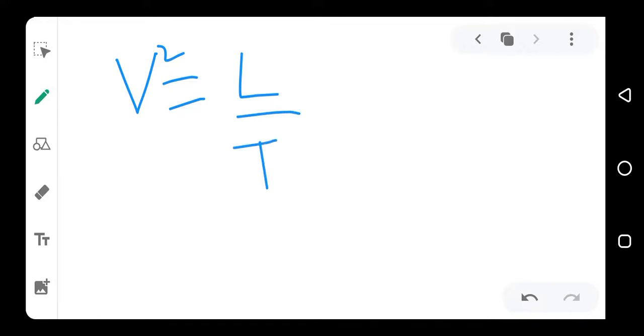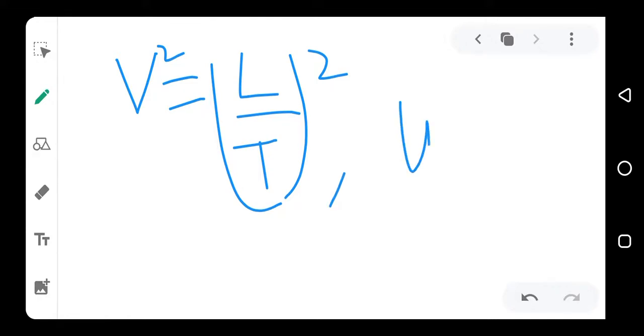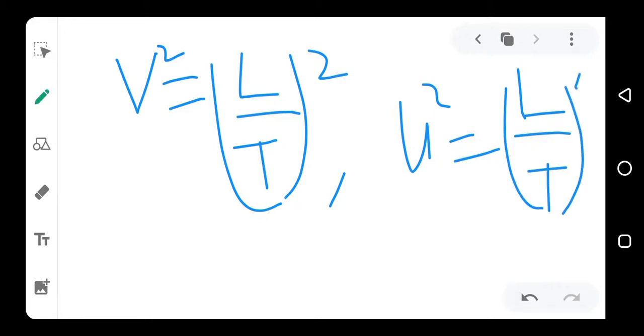The dimension of V is length over time. So V squared is length over time squared. Then U squared, U is still the same thing as V. Both of them are talking about velocity. It's still length over time squared.